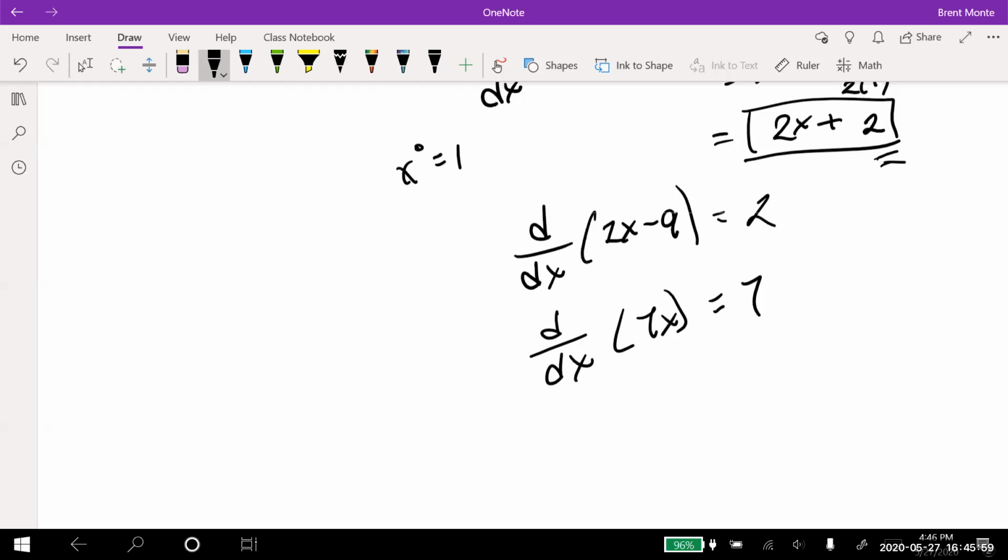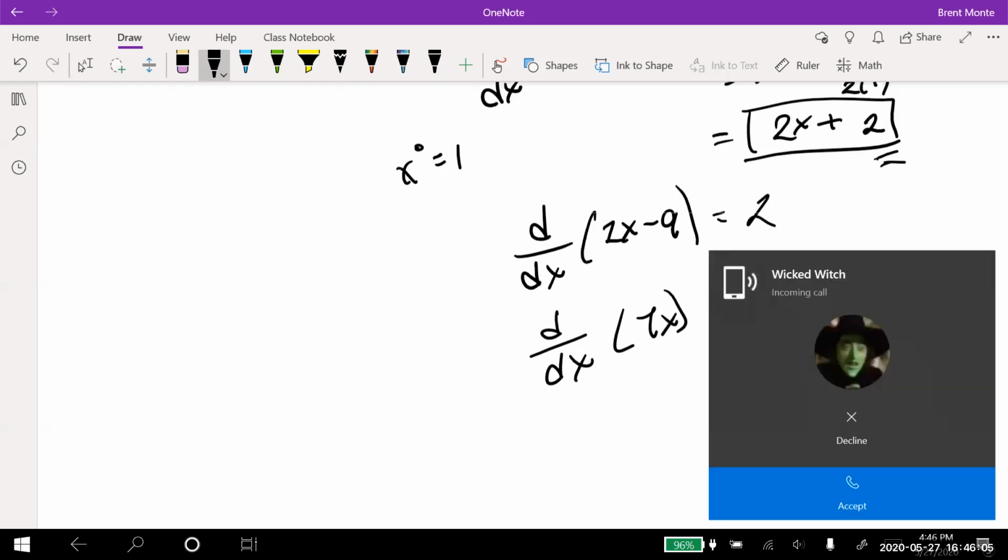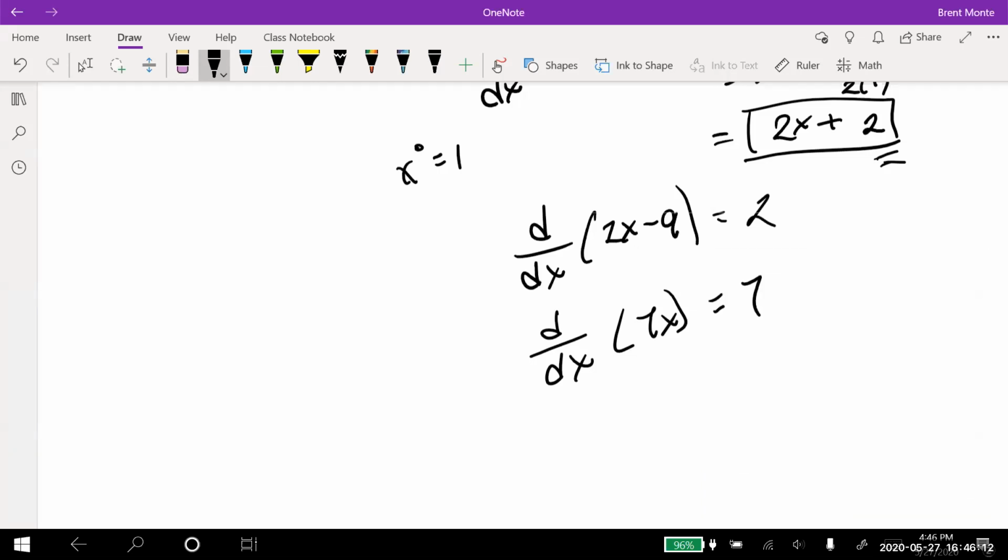It wasn't bad. We're going to do a bunch of examples, and then I'm going to show you how to find, sorry about that. That just completely threw me off. What I'm going to do is show you how to find the equation of a tangent line. So let's go ahead and do this.